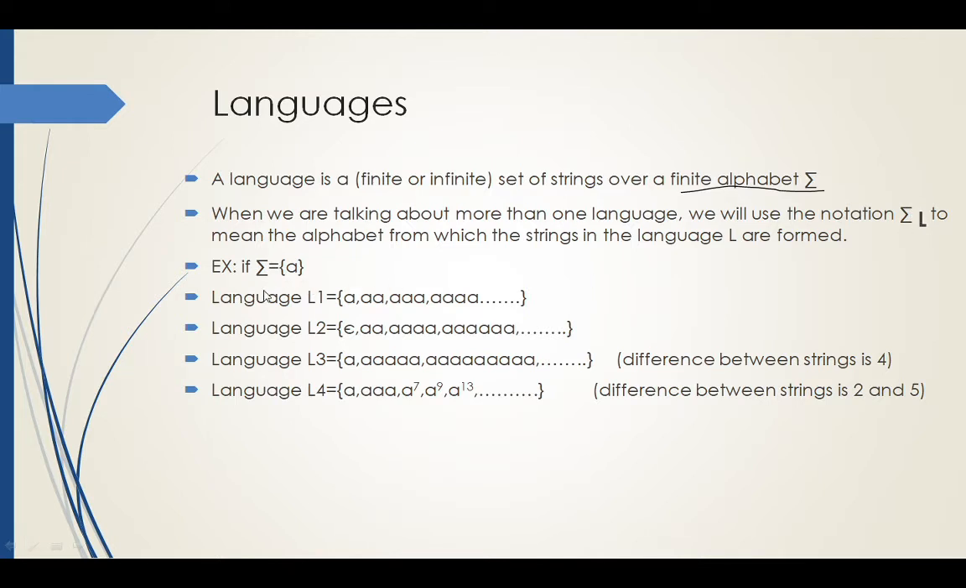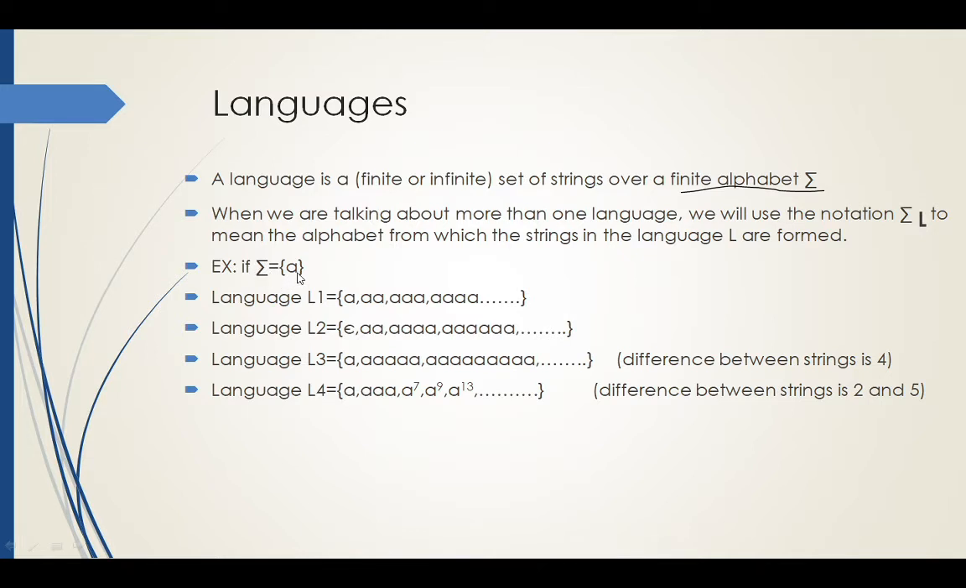So here we will take an example for a language. As I said, you are going to frame an n number of languages by a given finite alphabet. Even though the alphabet is a single alphabet, you can form an n number of languages using this alphabet. One example for this is if the alphabet equals A.